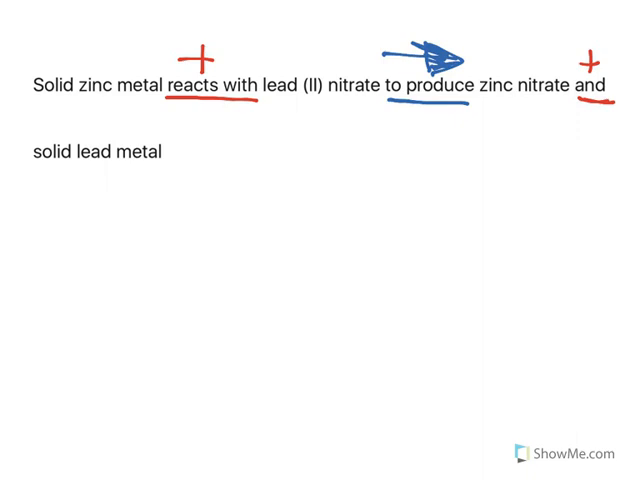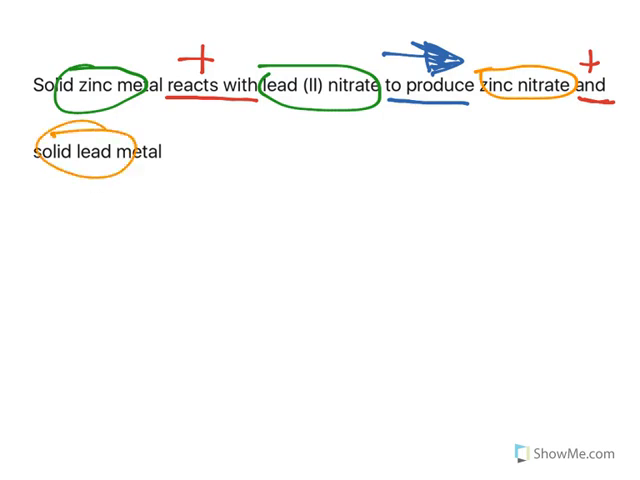Okay, so this plus this yields this plus this. Alright, so now I'm going to take my green and I'm going to circle my reactants. So the things that come before the arrow. We have zinc and we have lead-2 nitrate. Those are before the arrow. And then after the arrow I have zinc nitrate and lead.